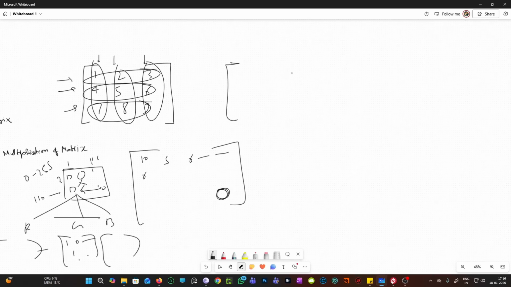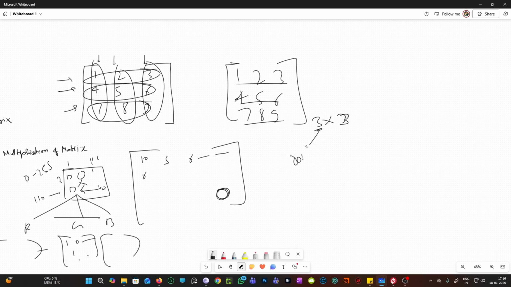So let's say we have a matrix here that looks like this: 1, 2, 3, 4, 5, 6, 7, 8, and 9. And you can see here we have a total of 3 rows and 3 columns. So the first number here represents the number of rows, and the second number tells us about the number of columns. So this is what the order of a matrix means. Basically, the order of a matrix tells us how many rows and how many columns the matrix has.